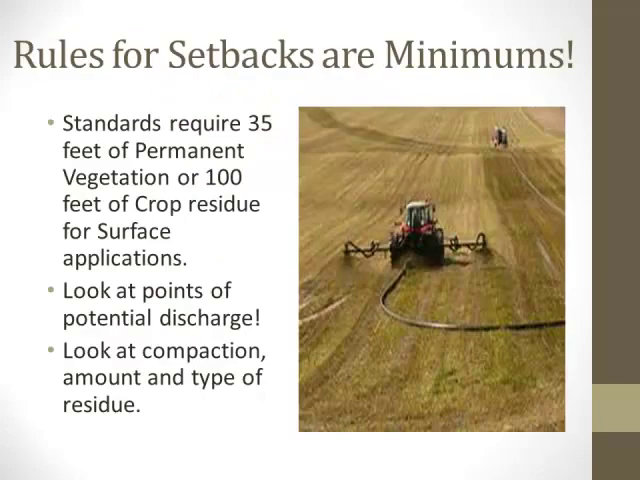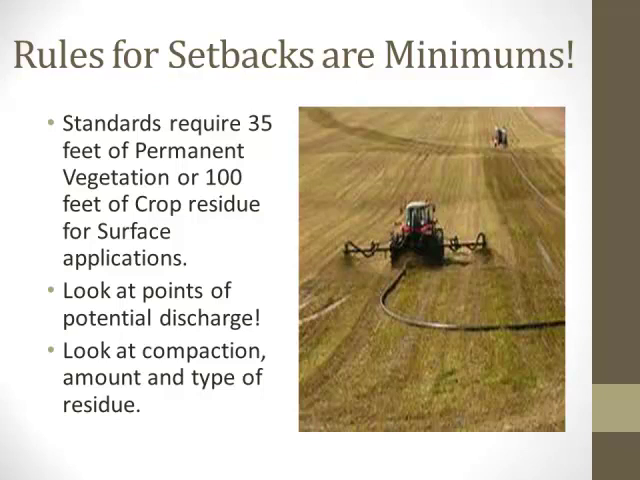The standards require 35 feet of permanent vegetation or 100 feet of crop residue for surface applications. Look at points of potential discharge. These are minimums. There are factors in the field that can increase the likelihood that that setback may not stop movement of manure. If you're going downhill and crossing that water pattern, chances are you're going to increase the chance of movement and nutrient concentration.